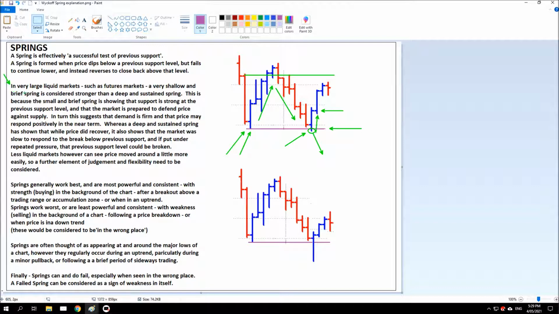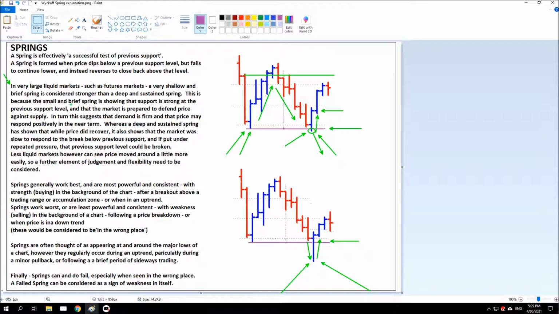Over here now, in very large liquid markets, such as futures markets, a very shallow and brief spring is considered stronger than a deep and sustained spring. See how down here, this is a much deeper spring. Price was able to push considerably further below the support level before enough strength or support came in to recover back above the line. A shallow and brief spring is considered much stronger on average than a deeper, more sustained spring.